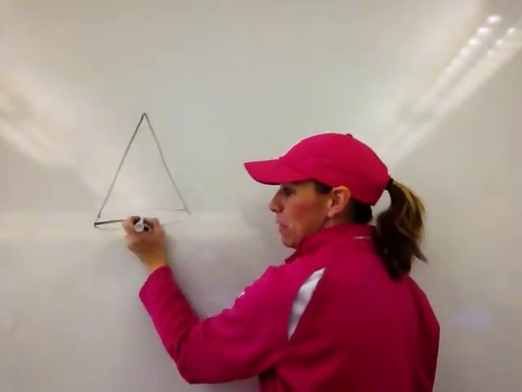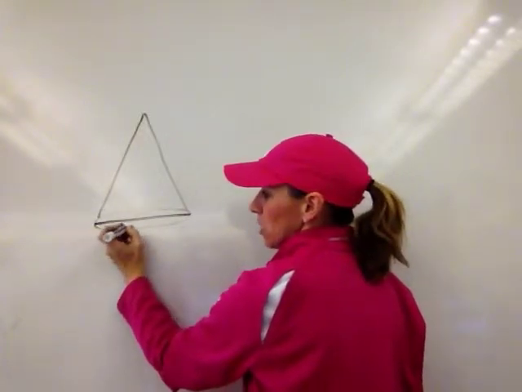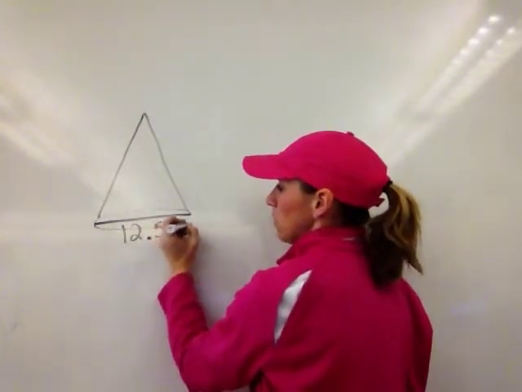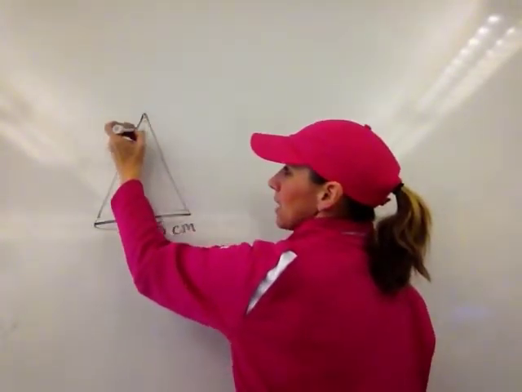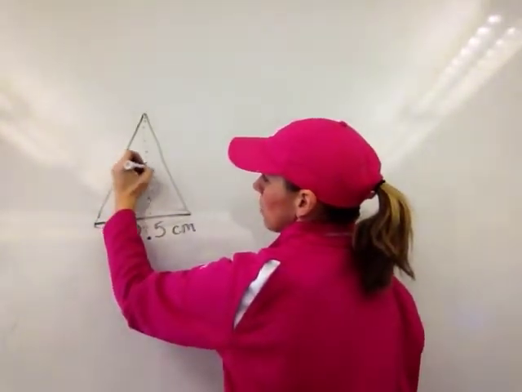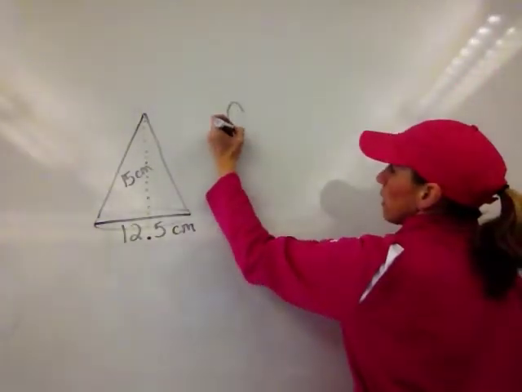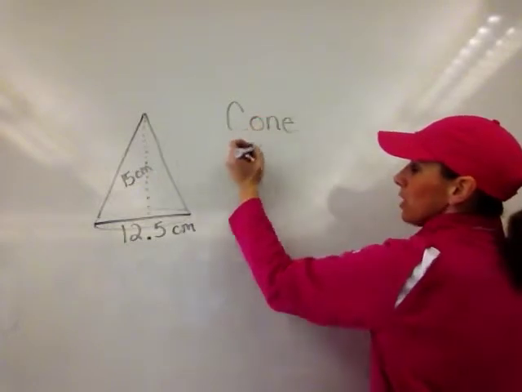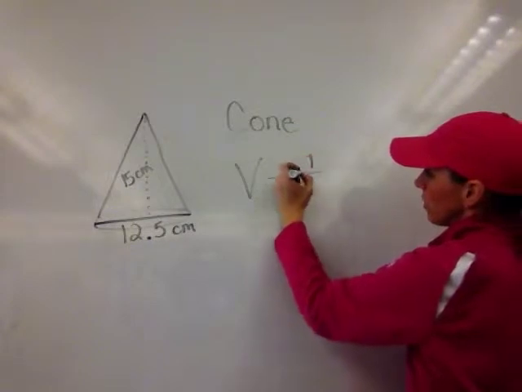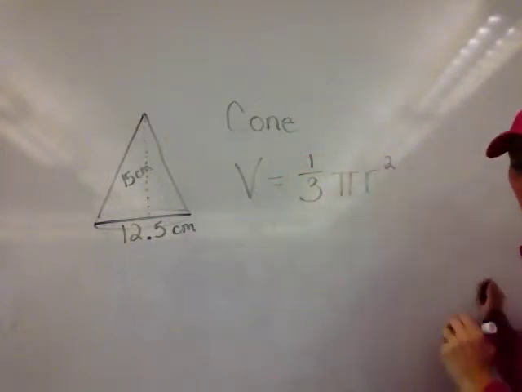You may be given the diameter or you're given the radius. And in this case, let's say they give us 12.5 centimeters, and the height from the top to the bottom, let's say, is 15 centimeters. Okay? Our formula for a cone, I'm going to write cone up here for you, even though I know you know what it is. Volume equals, I believe it's 1/3 pi r squared times the height.